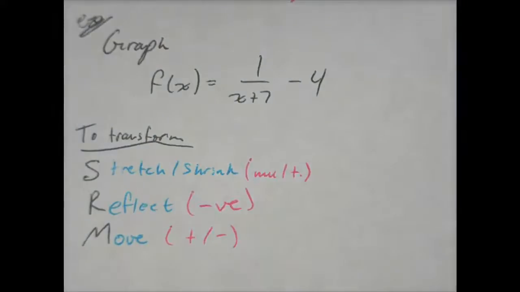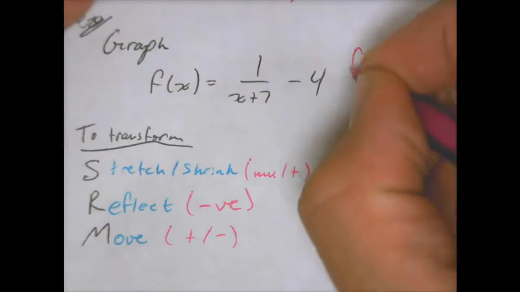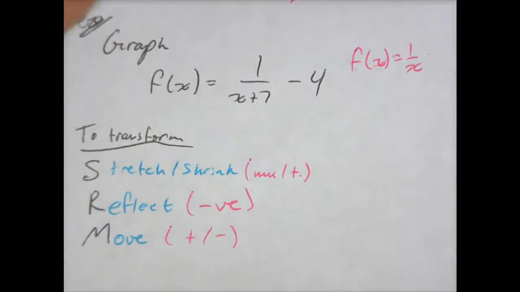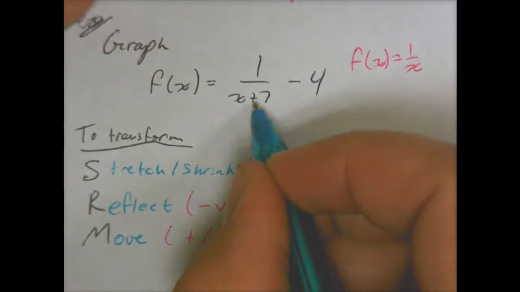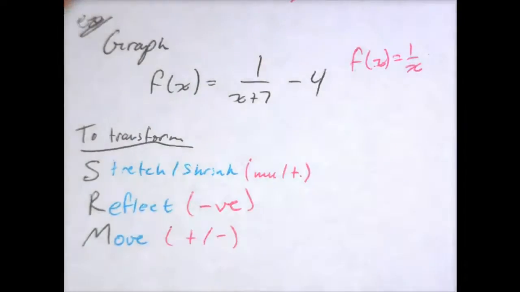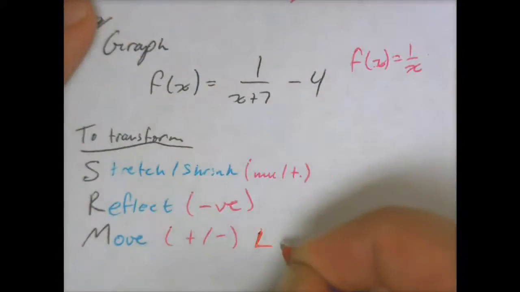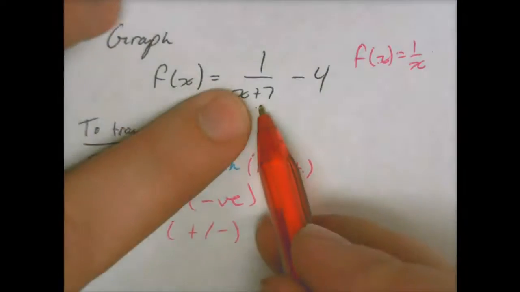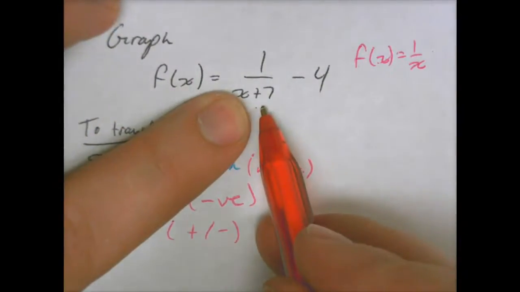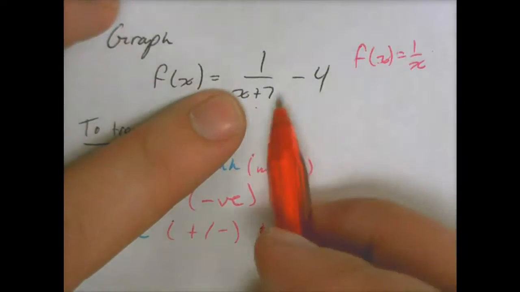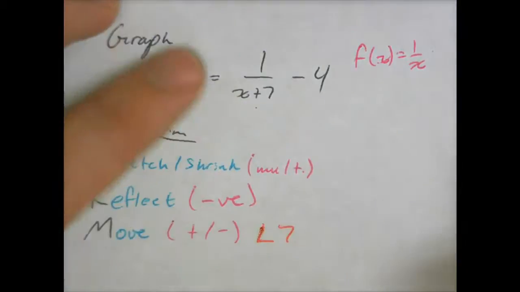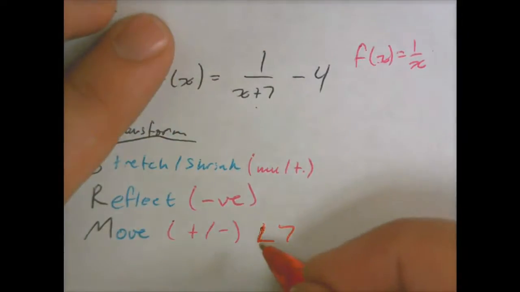So in this situation, my parent function looks like the reciprocal, f of x equals 1 over x. So that's the parent function that I'll be moving it from. I have a plus 7 with the x, so the move in this instance would actually be to the left 7. If you have x plus 7, with the x, you're going to do the opposite of what you think. So you see plus 7, usually plus, you go to the right, but you're going to do the opposite and go to the left.